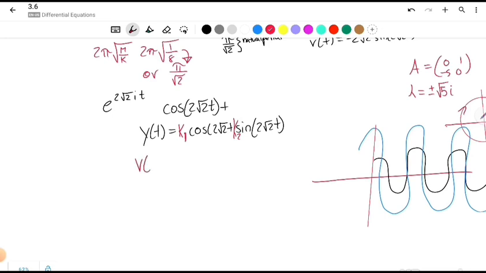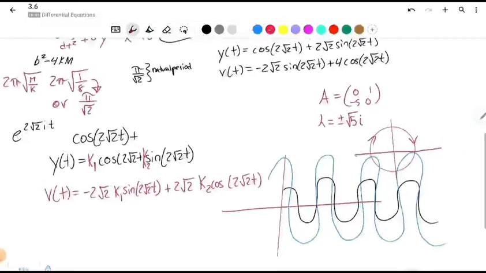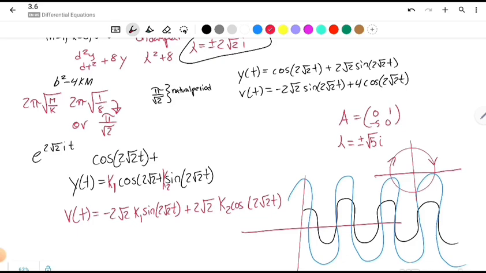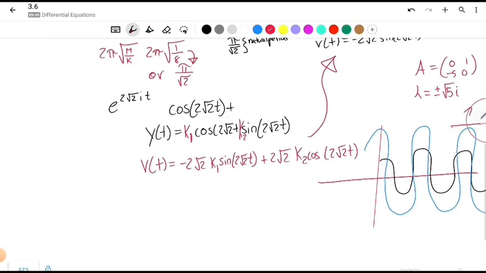So now our v of t is negative 2 square root 2 k1 sine of 2 square root 2 t, plus 2 square root 2 k2 cosine of 2 square root 2 t. Right here you can kind of see a spoiler alert.